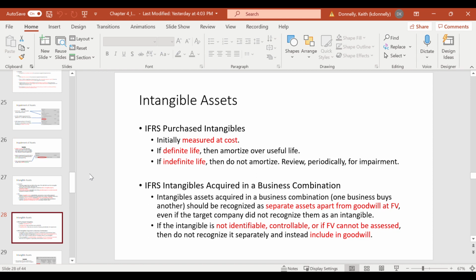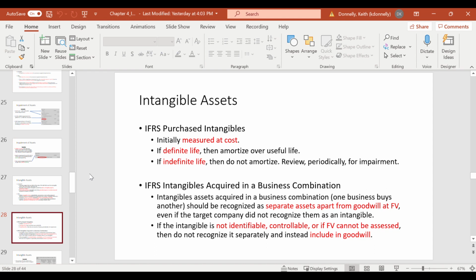If the intangible has an indefinite life, instead what you would do is you would periodically test it for impairment. When you have intangibles acquired the second way, from a business combination, you should recognize them as separate assets, apart and separate from goodwill. So basically put them at fair market value on the balance sheet.